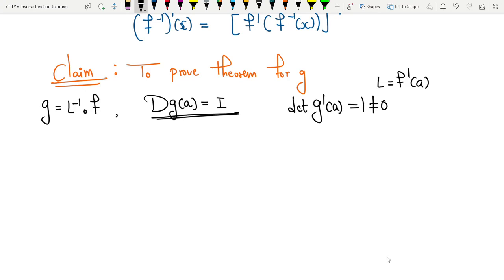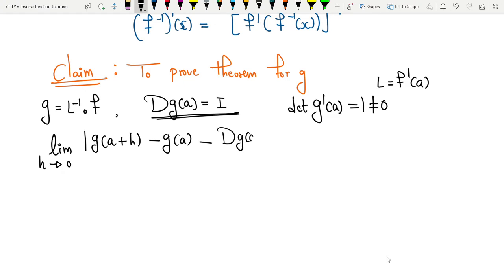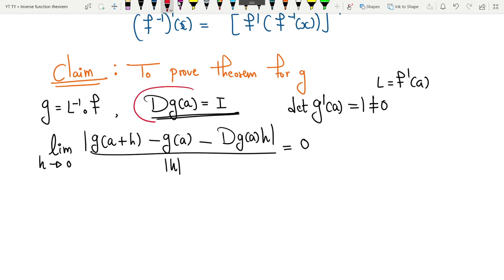Apart from this, one thing that we can see, the derivative exists at the point a. If the derivative exists at the point a, then by the definition of derivative, we have the limit h tends to 0 of the norm of g of a plus h minus g of a minus derivative of g of a, whatever is that matrix, at h, divided by norm of h must be equal to 0. What we know is, we know that this g dash of a, that is this part, is actually nothing but identity.